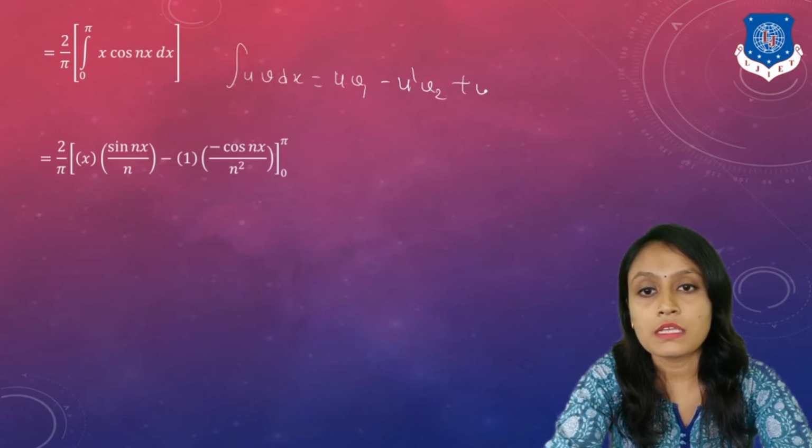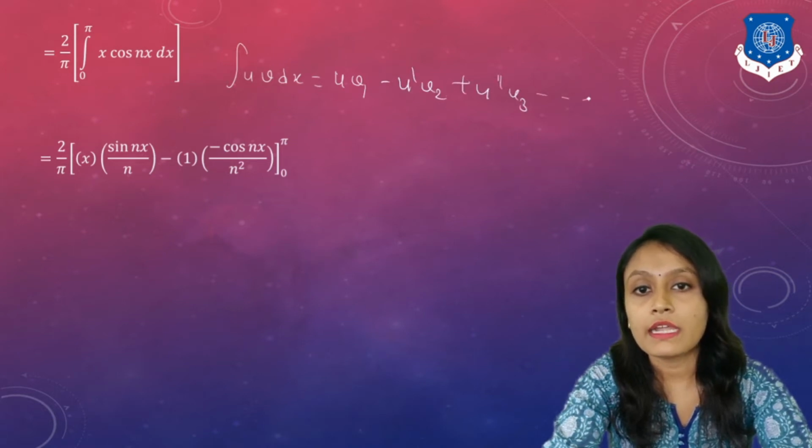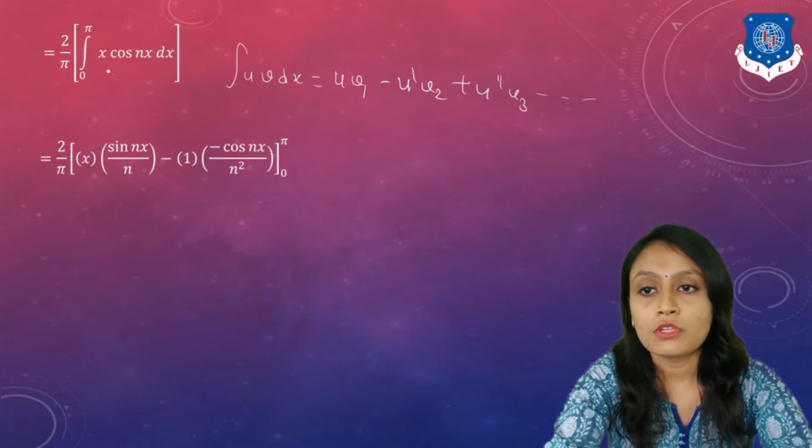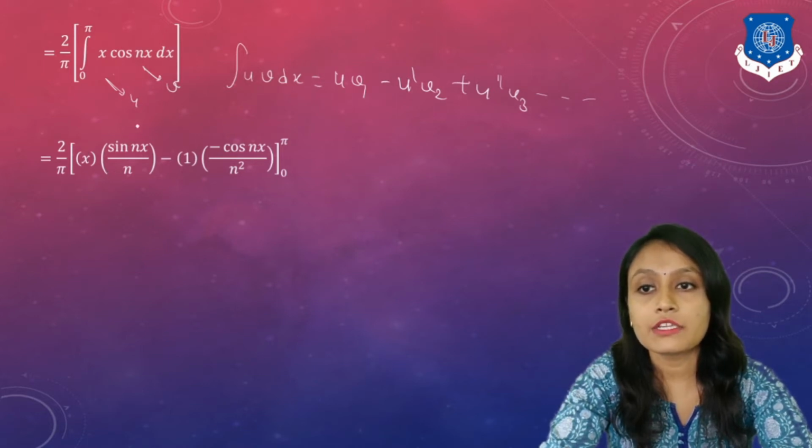Now to integrate it, again we have to apply the uv rule formula, right? So the integration of u·v is uv1 minus u'v2 plus u''v3 and so on. So here u is x, and v is cos nx. So u as it is, v1 means integration of cos nx. So here you will get sin nx/n, minus the derivative of x, that is 1, times the integration of sin nx, that is minus cos nx/n².